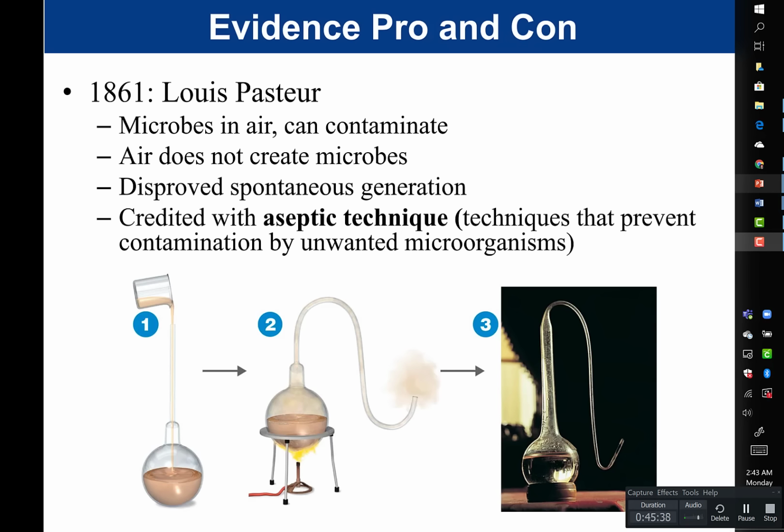So you want to think of your answer, and during the discussion, we will discuss this together. And so based on the results of these experiments and the one that we will talk about later, 1861, Louis Pasteur, microbes in the air can contaminate, but the air does not create the microbes because the air could get in. However, when he had his S-shaped flask, he did not get growth in that flask. So the air did not create the microbes. The microbes came from if they fell into the flask.